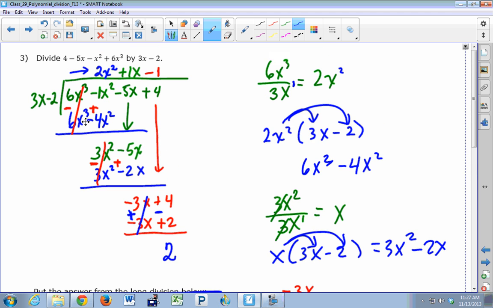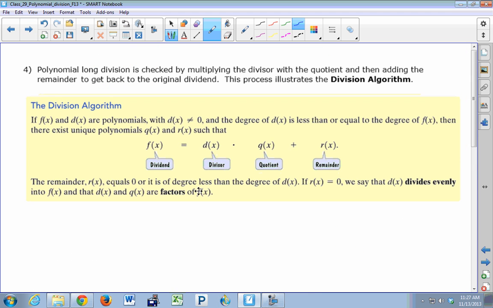All right, so I want to let you have time to work on this. This division algorithm I took right out of your book. You can read it. It's just basically what we did. The divisor times the quotient plus the remainder brings you right back to where you started.